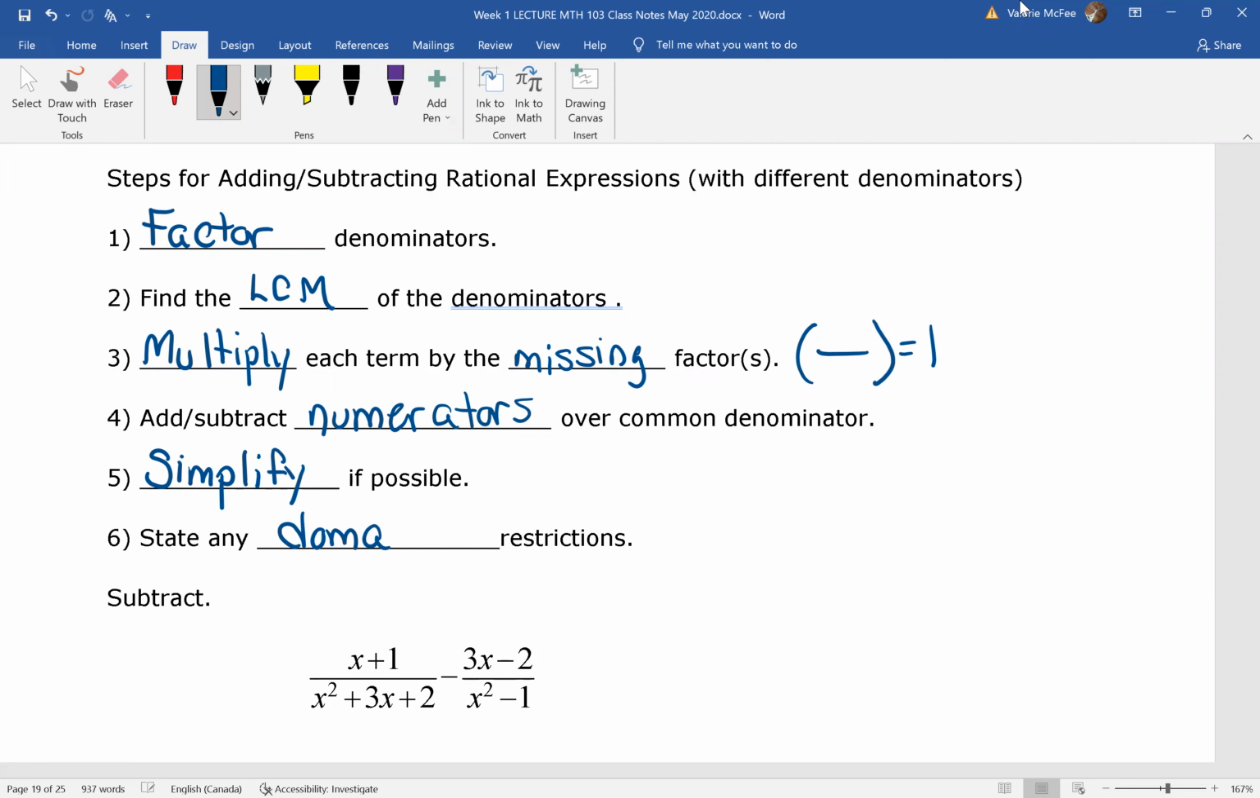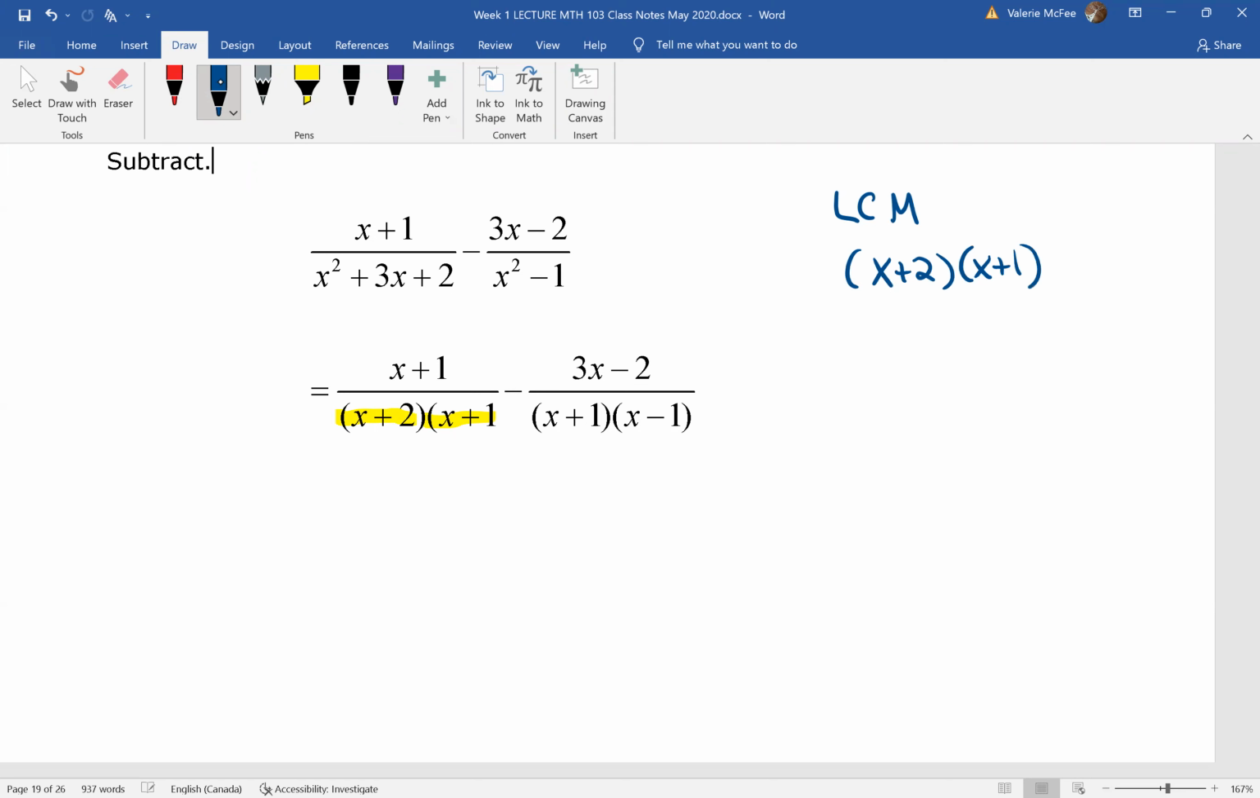So the first step was to factor the denominators. Why don't you do that? Once you factor the denominators, you need to find the lowest common multiple of those denominators. We see that the first expression needs x plus 2 and x plus 1. We already have x plus 1 for our second rational expression, but we also need x minus 1.